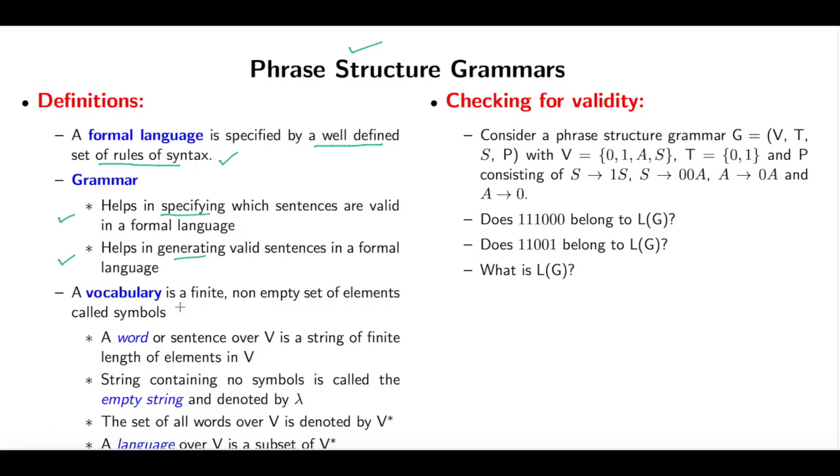Okay, so what is a vocabulary? Vocabulary is a finite set of elements, and elements are also known as symbols. And a word or sentence over V is a string of finite length of elements in V. So for example, if V is equal to 0 and 1, a word may be 0, 0, 1, 0, 1. Okay, so this is a finite length string of elements in V. And a string containing no elements is called the empty string and usually denoted by lambda.